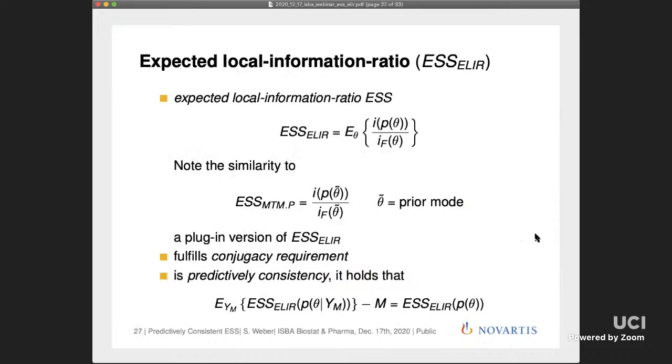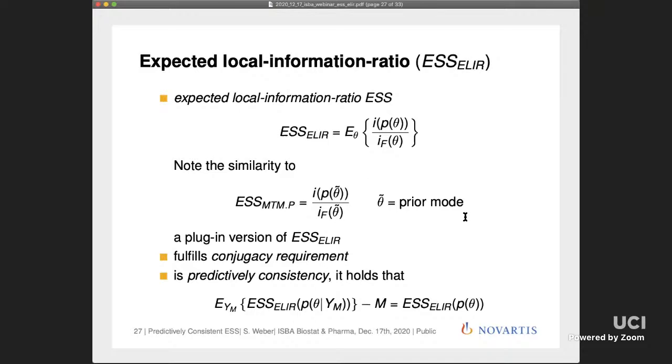And how is ESS ELIA now defined? Here it is. It is simply defined as the ratio of the prior information and the Fisher information, and we take the expectation with respect to the prior. This is actually extremely similar to Pinello and Thompson's definition, which, if you will, is a plugin version of the ESS ELIA, because instead of integrating over the parameter, we simply plug in the value for the parameter from where the mode is.